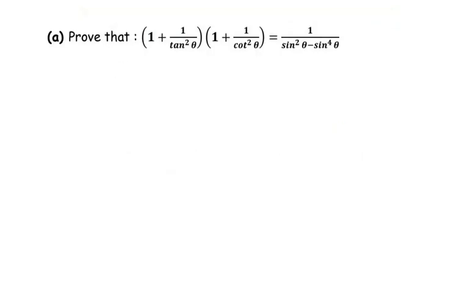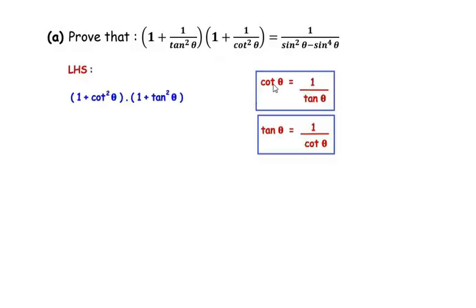Prove that (1 plus 1 over tan square theta) times (1 plus 1 over cot square theta) is equal to 1 over sin square theta minus sin to the power of 4 theta. So here let us start with the left hand side. Now remember that cot theta is equal to 1 over tan theta and tan theta is equal to 1 over cot theta. So cot and tan are reciprocal functions of each other.